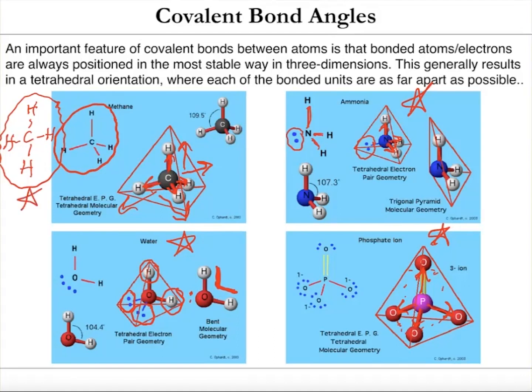But for all intents and purposes, usually we just write it on the paper in this sort of flat orientation. You just need to understand, the more you learn about chemistry, it's just assumed that those atoms are going to be pointed in the most stable way. They're going to exist as far away from each other as physically possible.